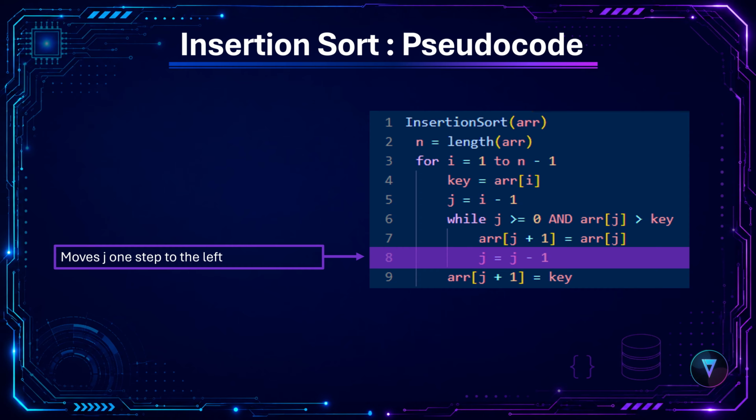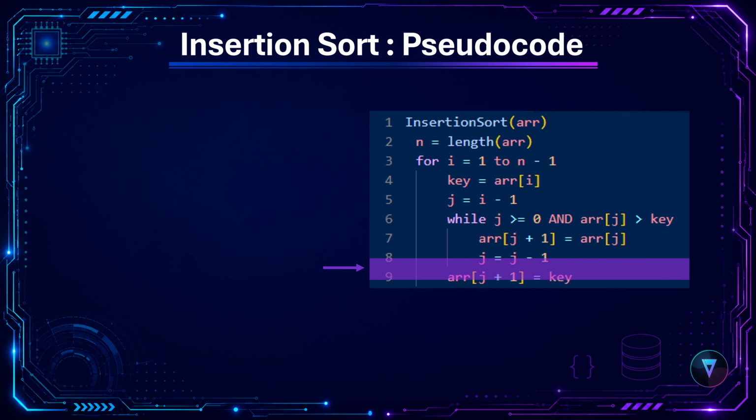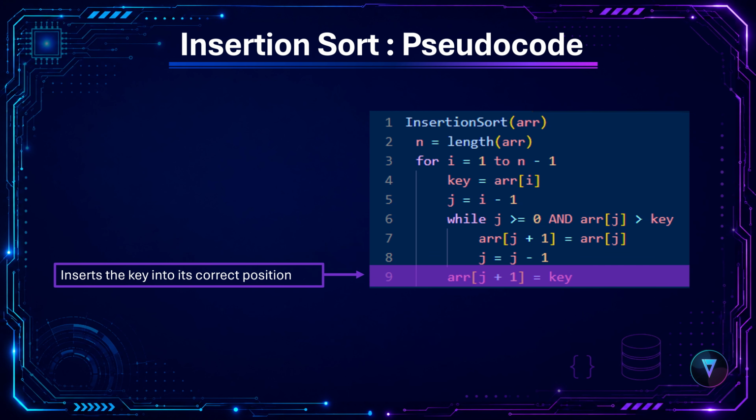And this keeps happening until we find a smaller element, or until j goes before the beginning of the array. Yes, once the while loop stops, we know the correct position for the key. Then R of j plus 1 equals key places it exactly there. That's insertion sort in action. Pick a key, scan backward, shift bigger elements, and insert the key in the right place.